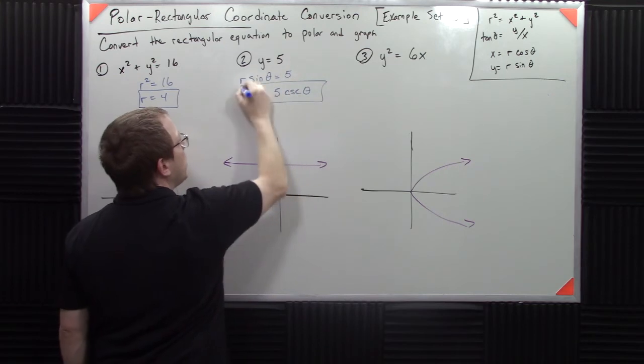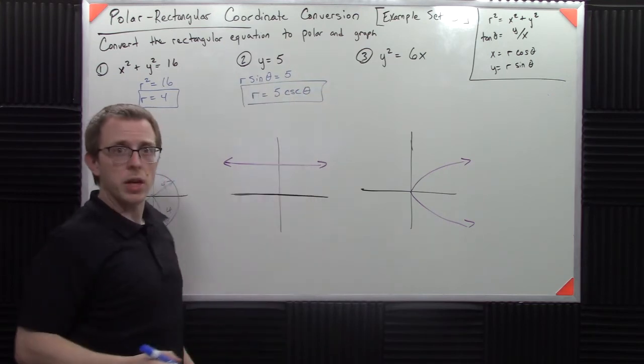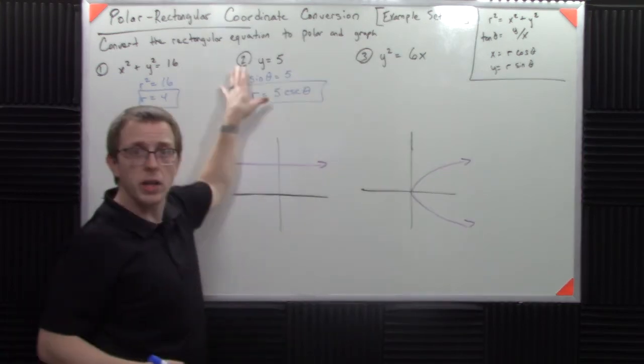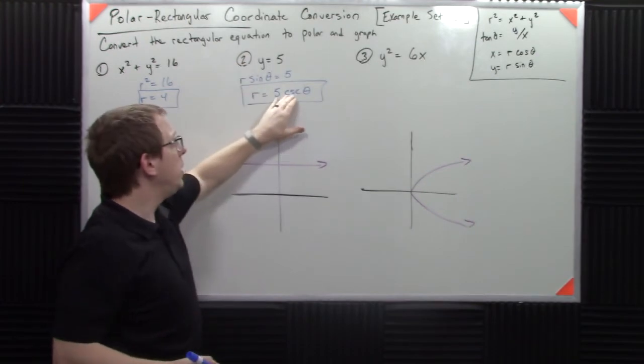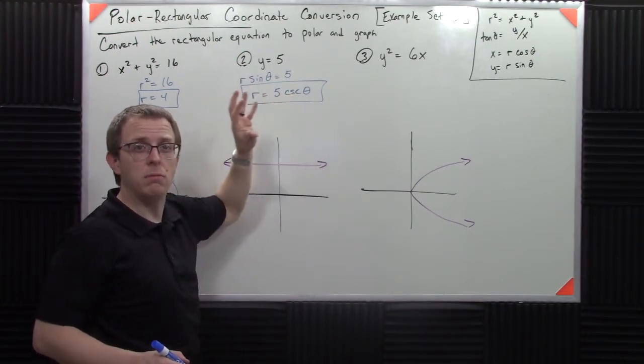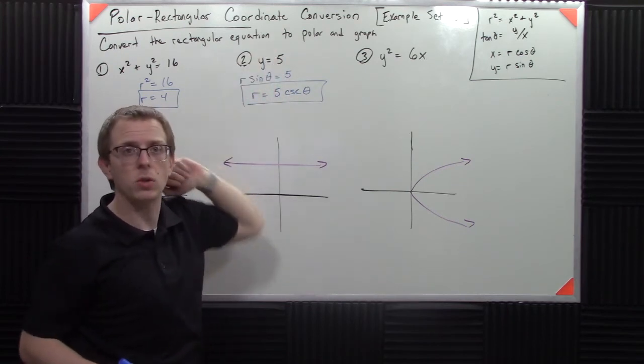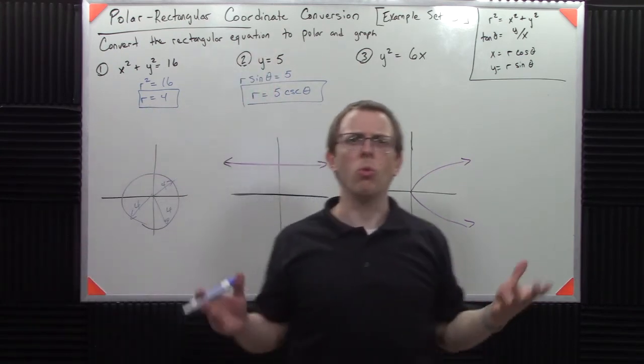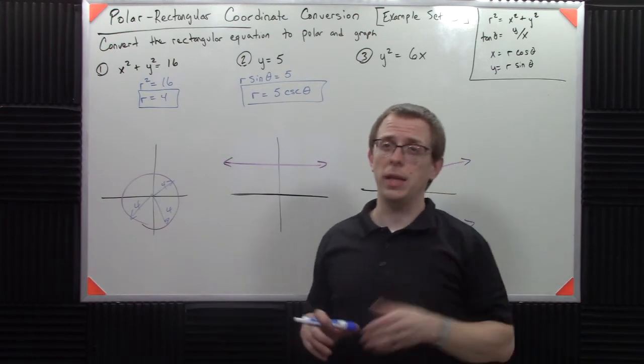Now, this I don't think is a very useful representation. I think y equals 5 is very clean, very compact. This is kind of disgusting. If I looked at this, I would have to convert back to rectangular to be like, what in the world am I looking at? So I don't like that in general.